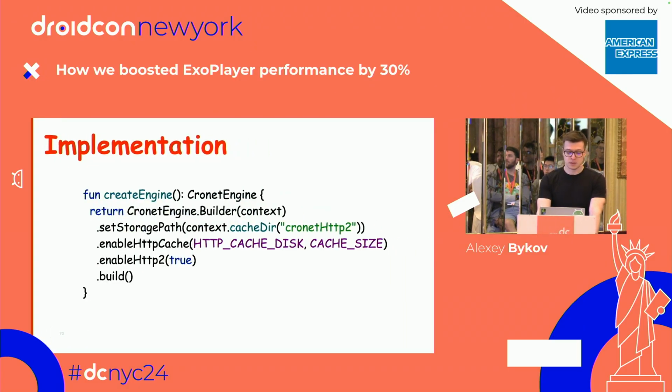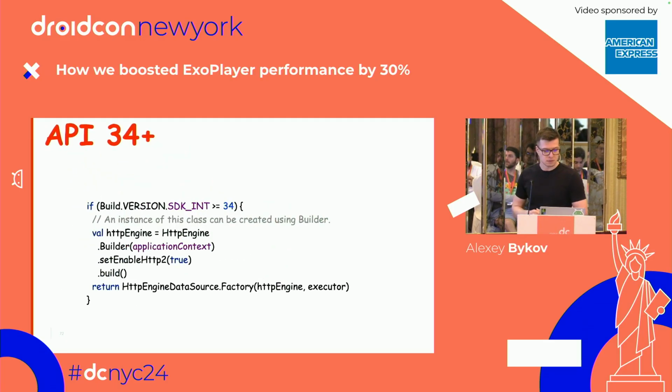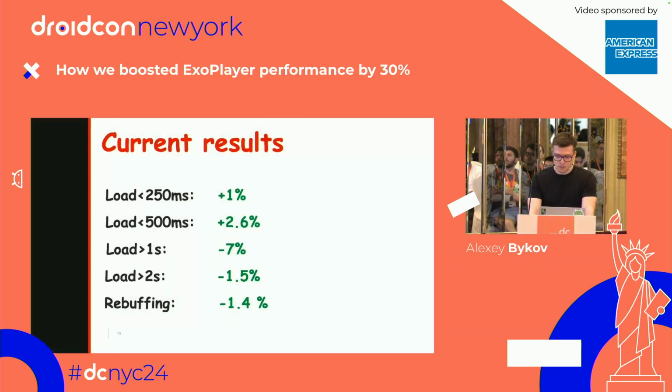So at Reddit, we decided to go with the Cronet engine, and we currently don't use the OkHttp stack. All we basically need to do is create an engine and pass it to Cronet's data source factory. And in a case, for example, if your API is more than 24, there is a new engine called HttpEngine. So if you don't want to connect the Cronet dependencies, it's all going to be handled by ExoPlayer automatically. What are the results?